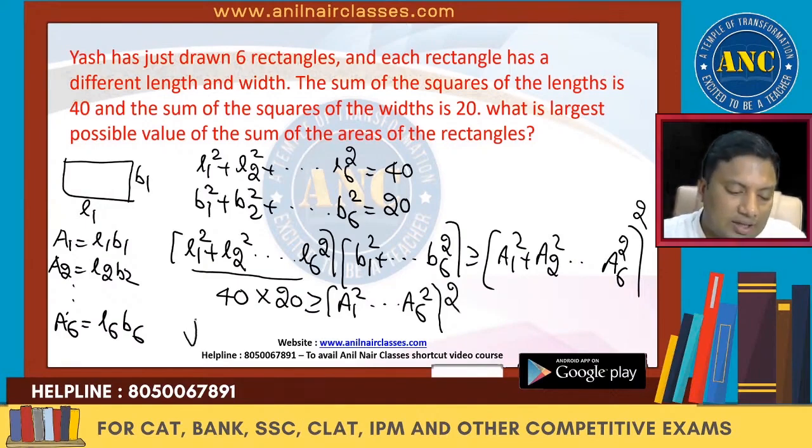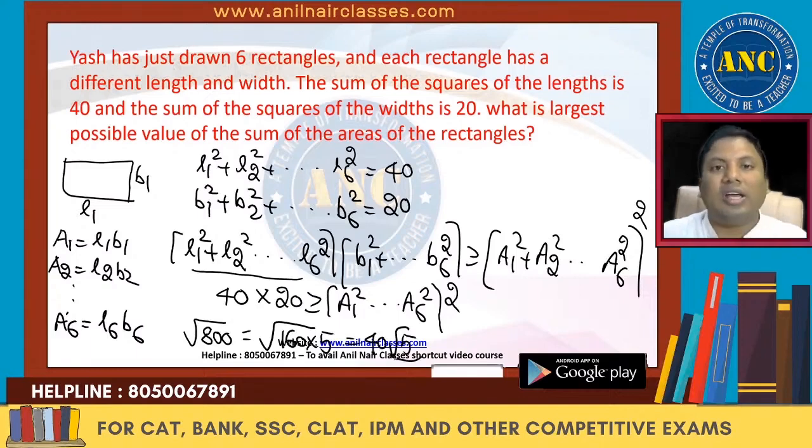So the answer is nothing but root of 800, which is root of 160 into 5. Answer is 40 root 5. Again, a beautiful application of Cauchy-Schwarz inequality.